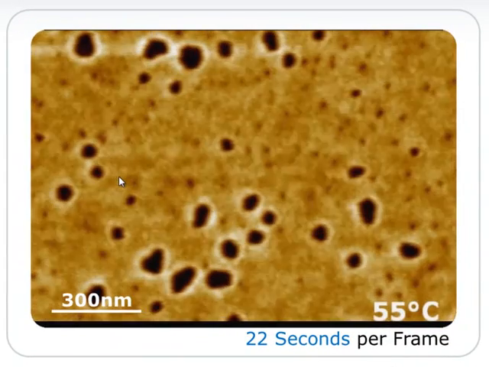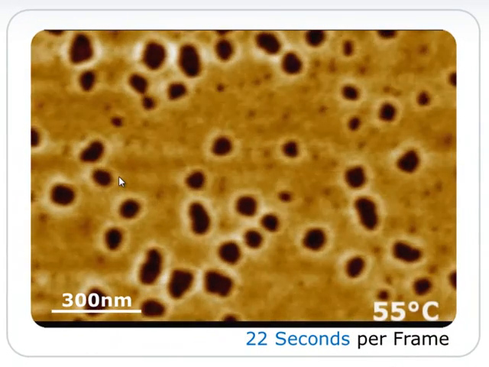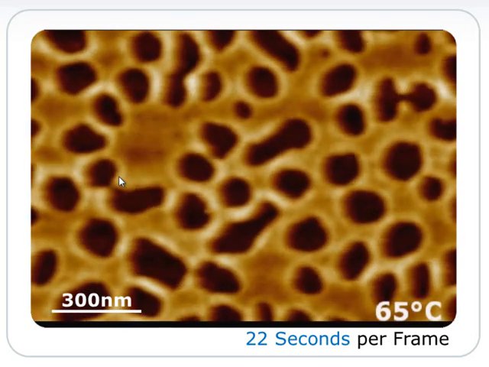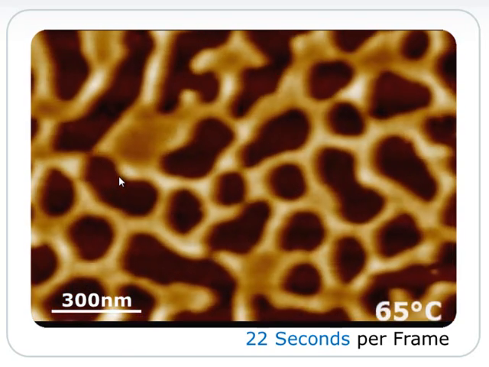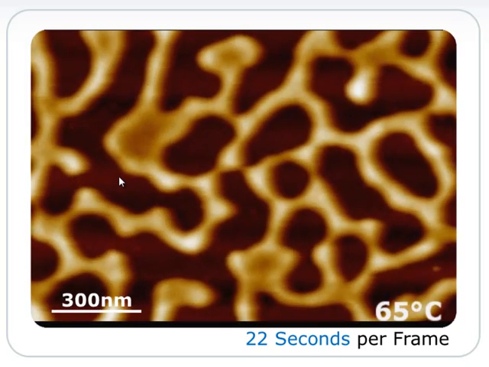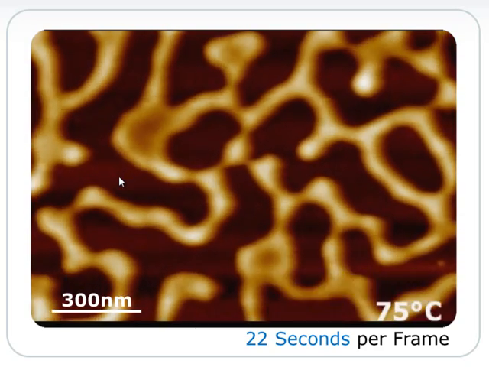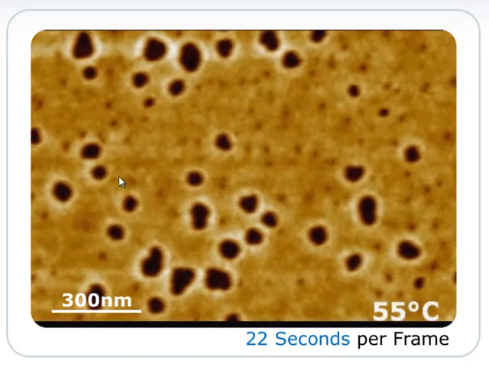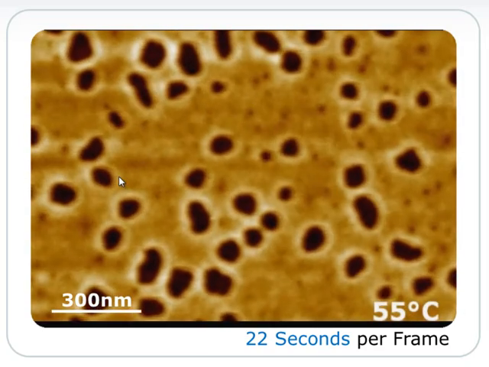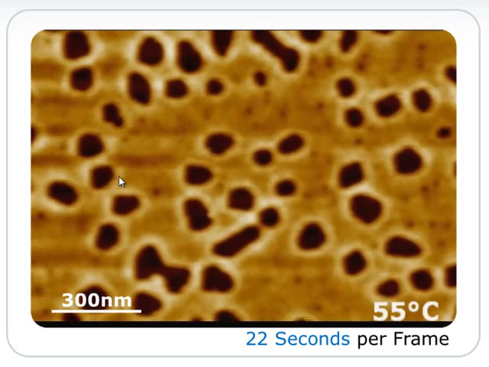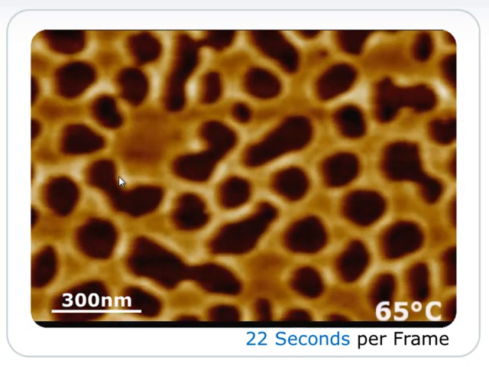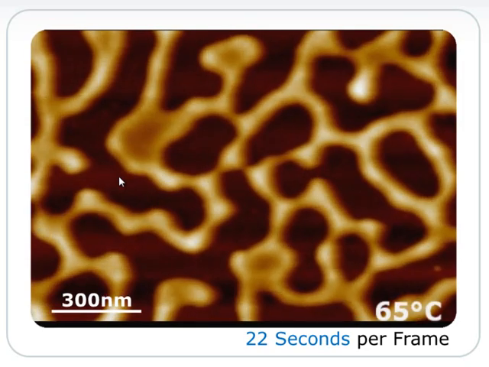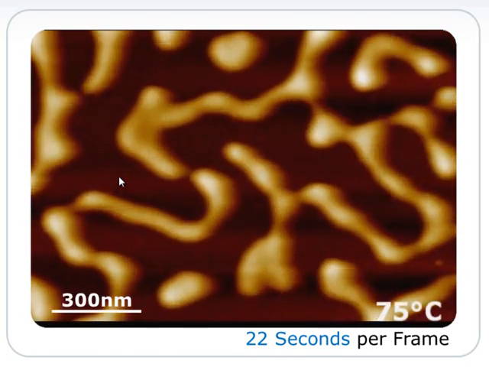From the beginning, we are heating the polymer film on the silicon surface to 55 degrees initially, and we see the holes appearing. Eventually the process slows down as it comes closer to thermal equilibrium, and we increase the temperature to speed it up again. Here is 65 degrees C. And here is 75.